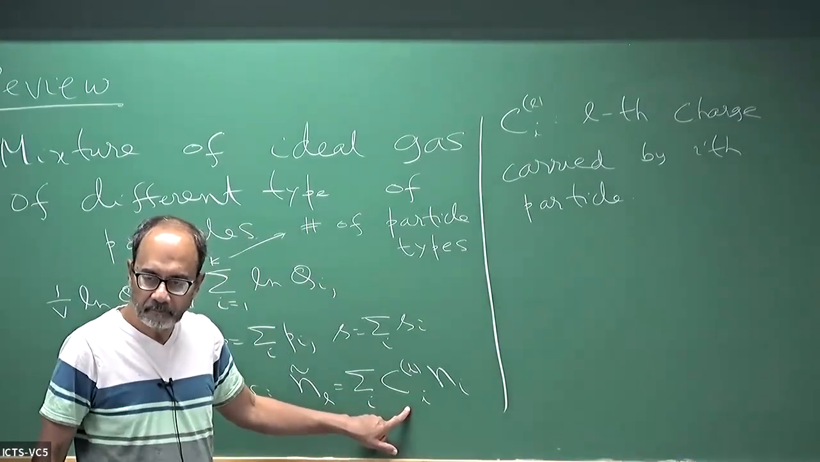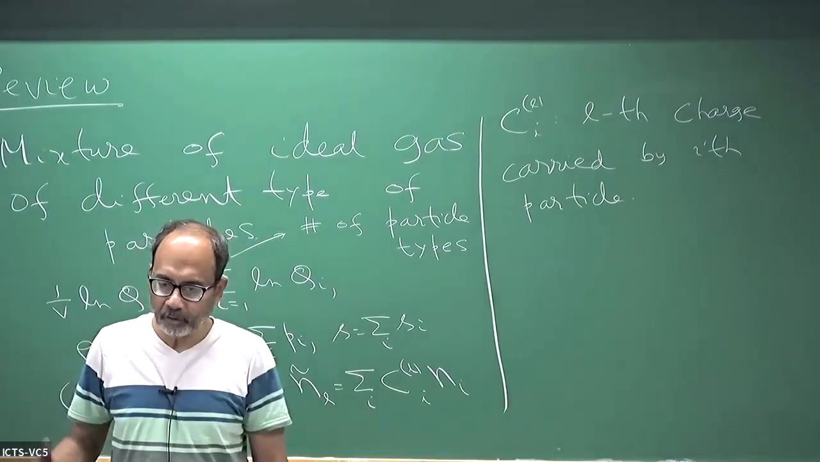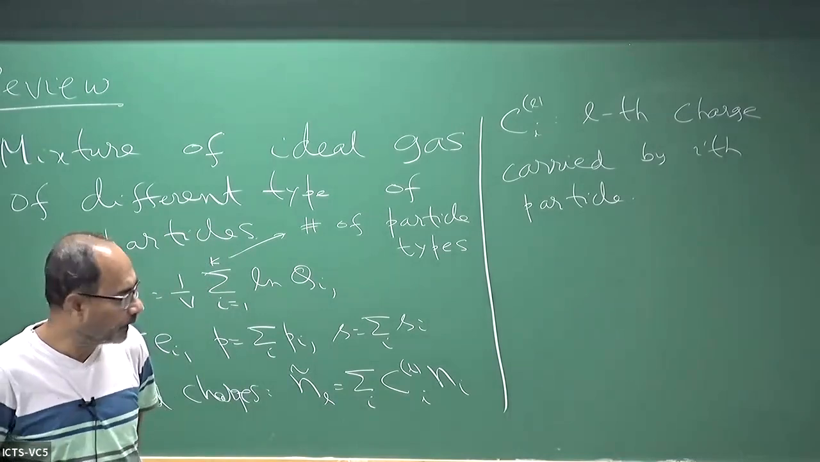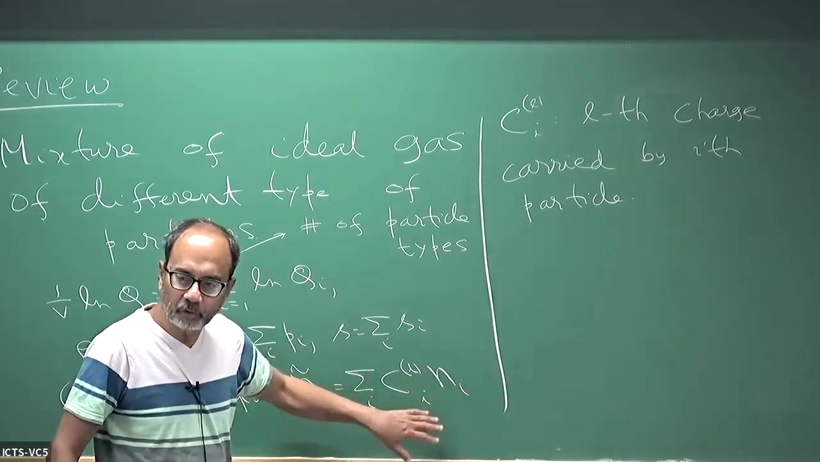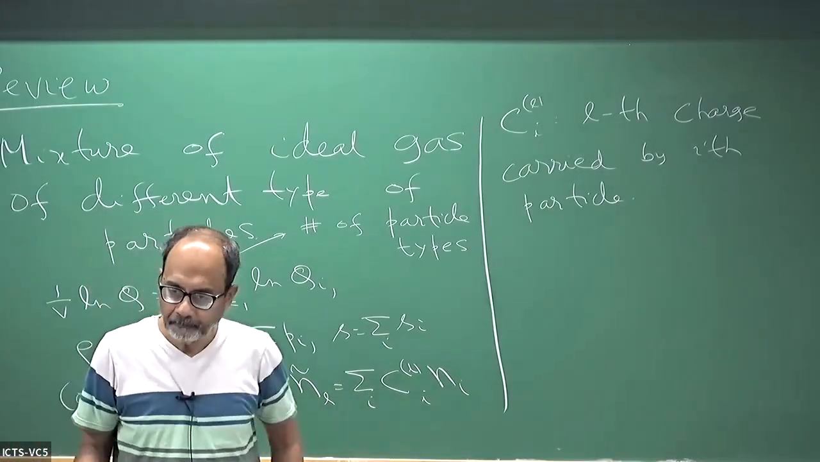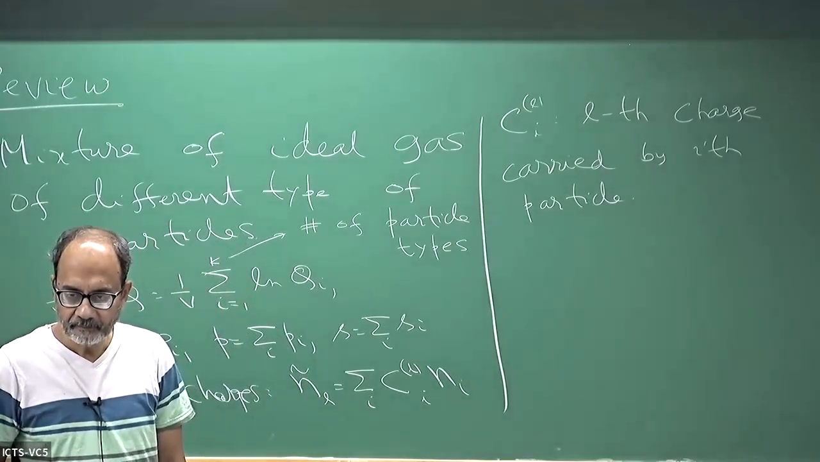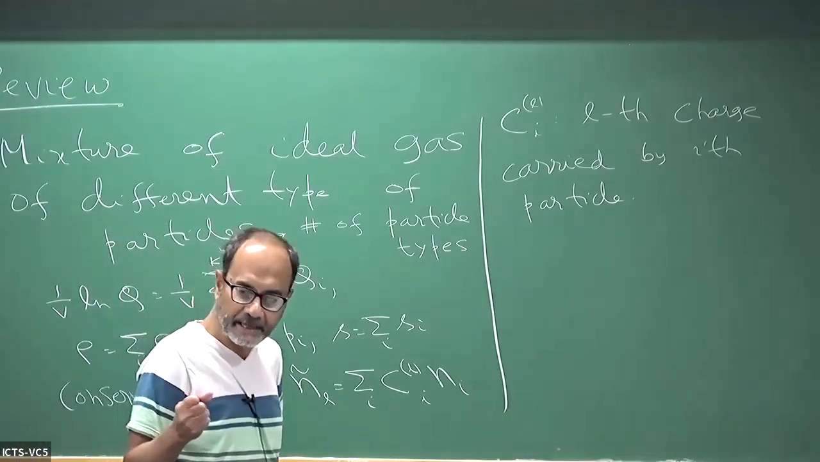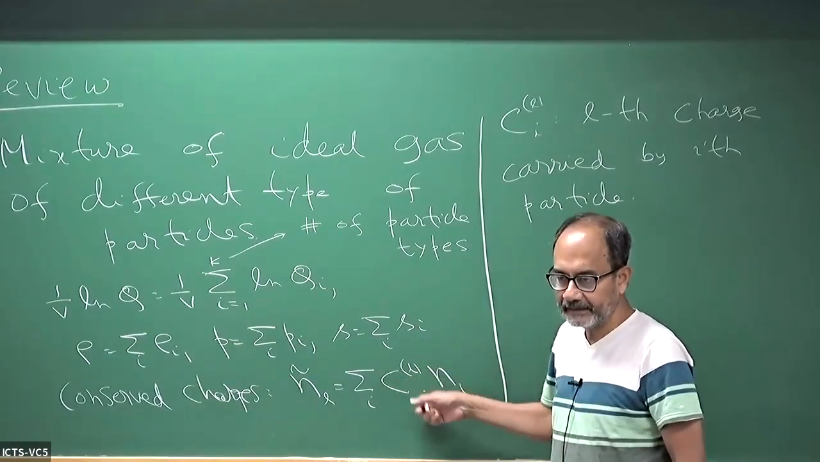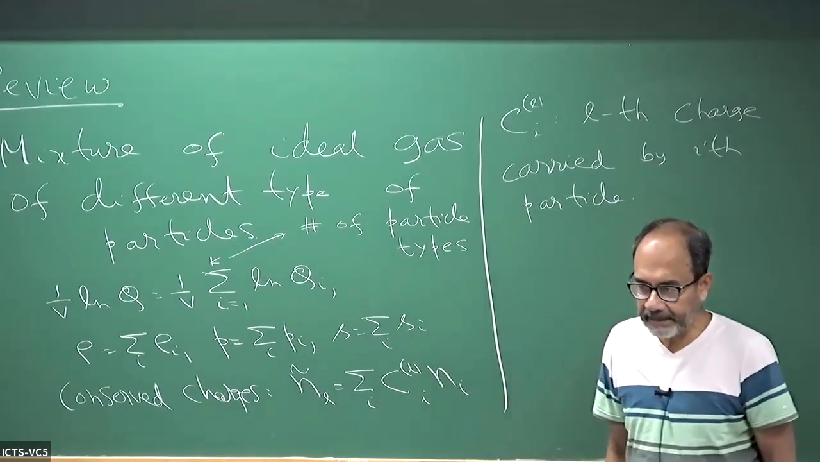Can there be any species which carries two different charges? Yes, the electron, for example, carries both the electric charge and the lepton charge. So the number density of electrons will contribute both to the electric charge and to the lepton charge. Similarly, the number density of protons will contribute both to the electric charge and to the baryon charge. So it can certainly happen that the same particle carries different types of charges. That's why C_Li, in general, can be non-zero for different L and different i. Is this clear?